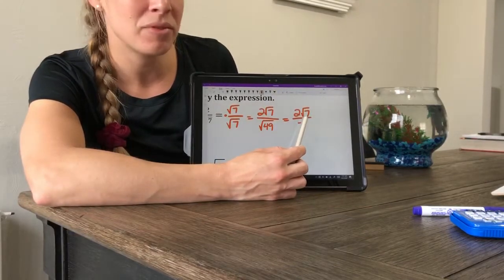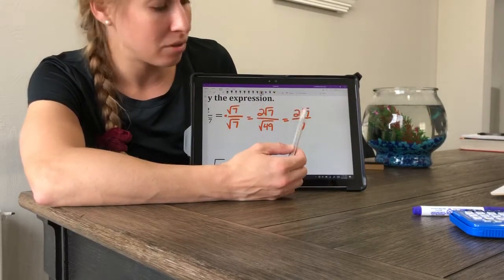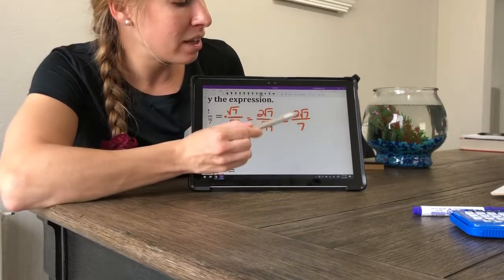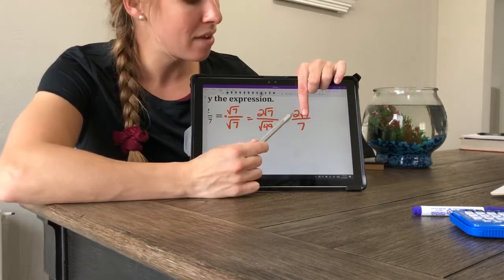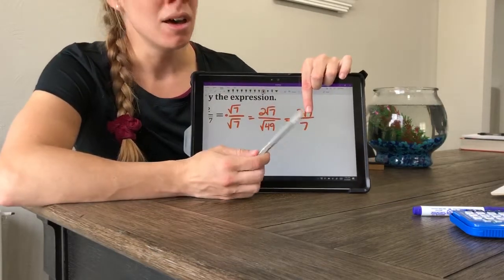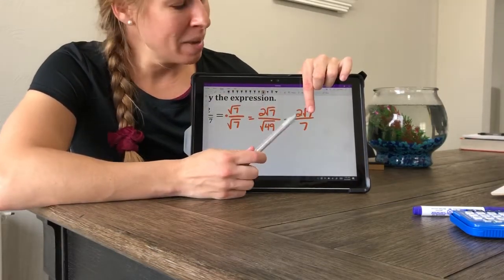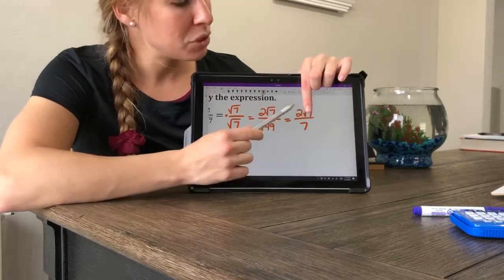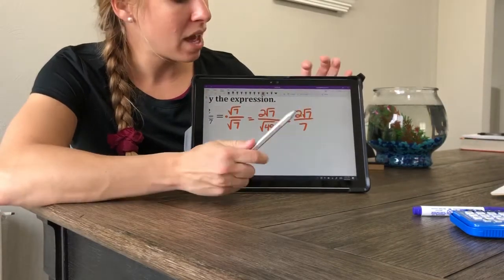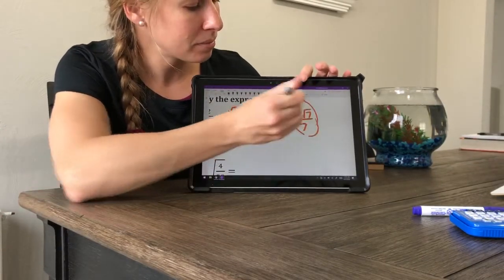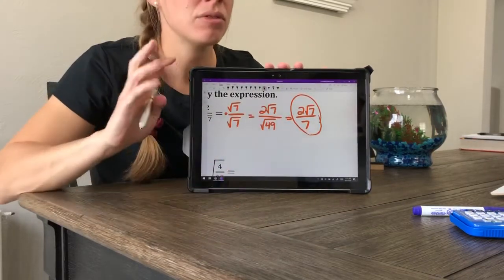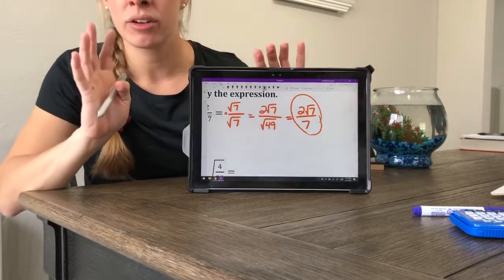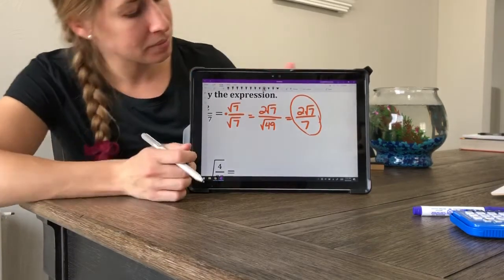Is that radical simplified? Are there any other radicals? No, okay? And the regular numbers, if I were to cover up that radical, 2/7, does that fraction simplify? No, okay? 2/7 does not simplify, so that is your final answer, okay? Kind of treat them separately, like radicals are their own thing and regular old numbers are their own thing.